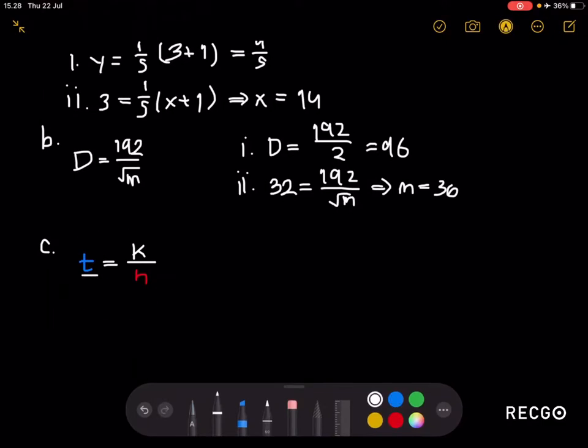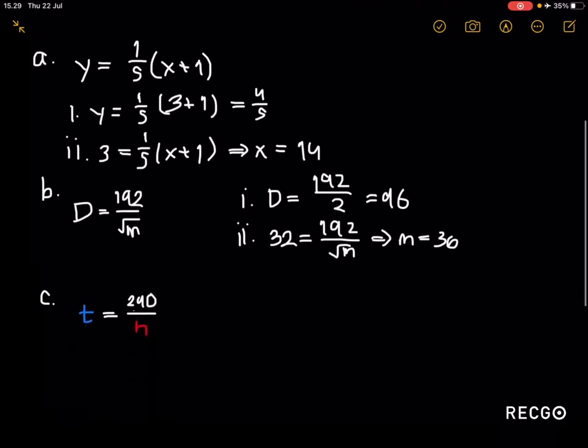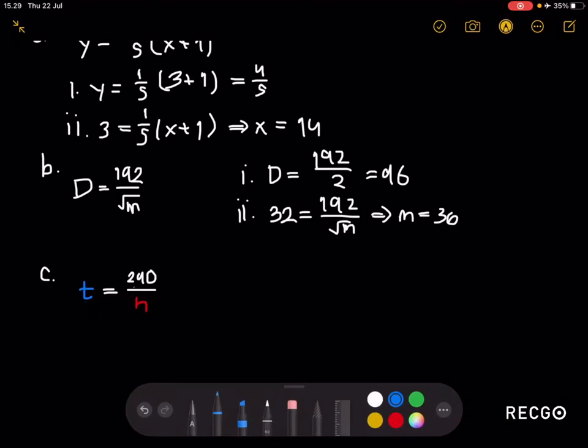So t represents the time and n represents the number of workers, and k here is our constant. From our question, we know that t is 24 and n is equal to 10. So solving this, we get that k, our constant, must be equal to 240. Now we can substitute the value of t being 8 to solve for n. So when t equals 8, we know that 8 times n is equal to 240, and therefore our value of n must be equal to 30.